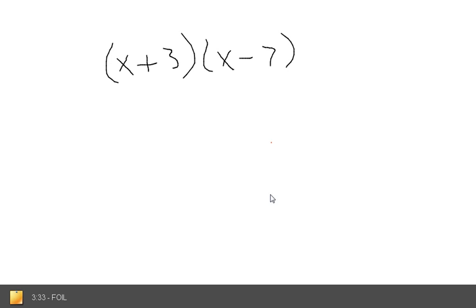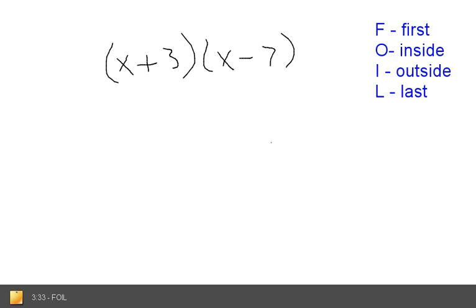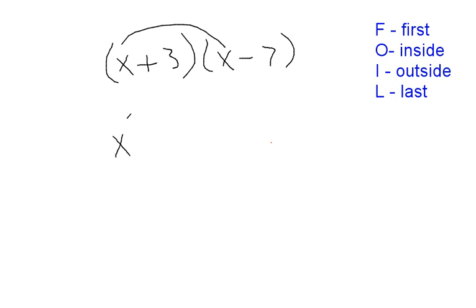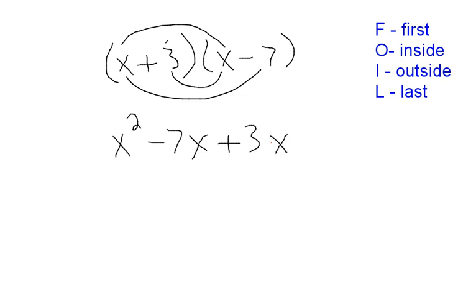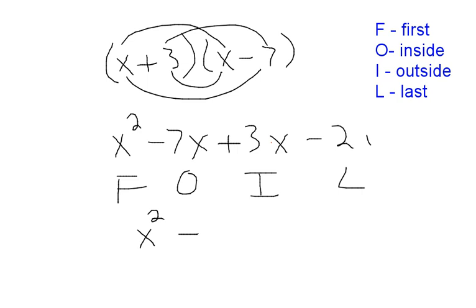Okay, let's take a look at FOIL. When I multiply two binomials, I multiply the first terms, the outside terms, the inside terms, and the last terms. That's F, O, I, L. That stands for FOIL. Now I can combine those a little bit and simplify that to x squared minus 4x minus 21. The middle term is often simplified by just adding the O and the I.